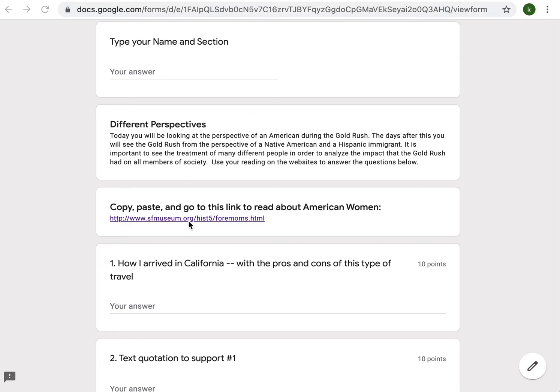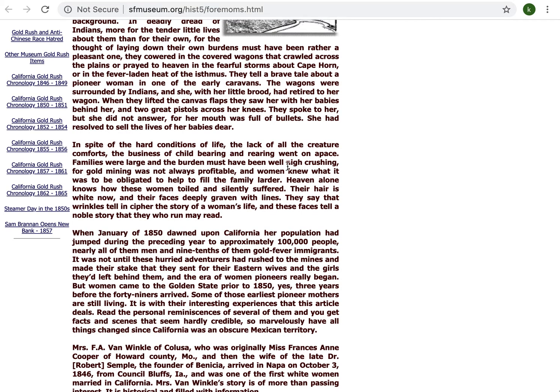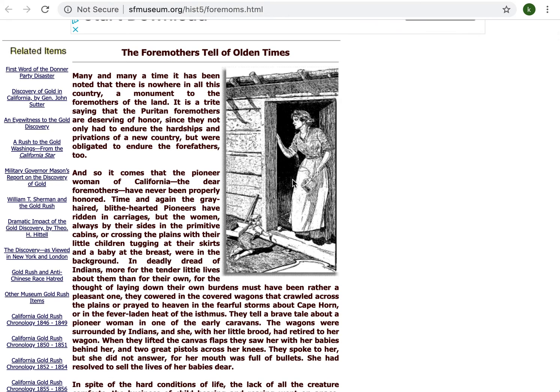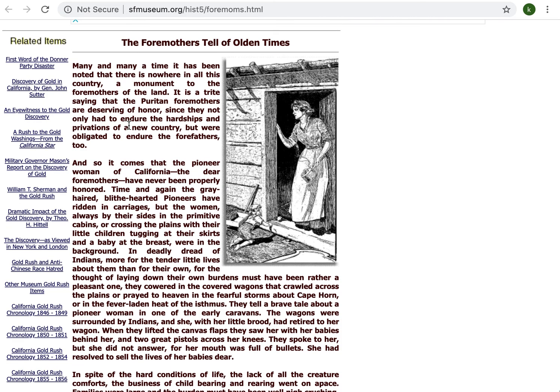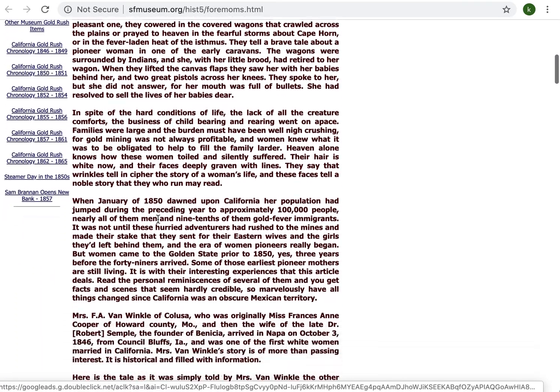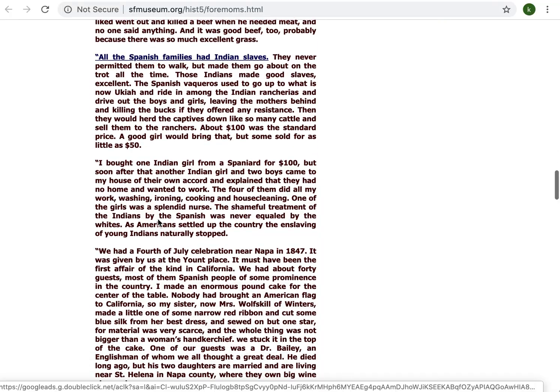So I'm going to go ahead and open this link, and it opens to this page here. When you're doing internet research, I selected the links, but usually you want to stay within a .org or .gov to give you the best information. This is actually from the Museum of the City of San Francisco. So usually those are pretty decent sources.